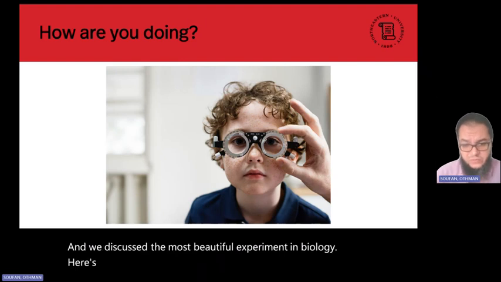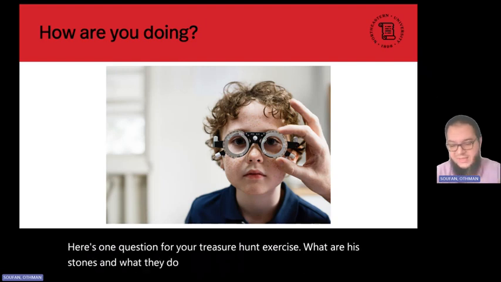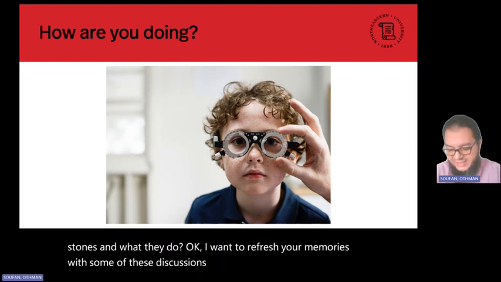Here's one question for your treasure hunt exercise. What are histones and what do they do? Okay, I want to refresh your memories with some of these discussions. What are histones? What do they do?